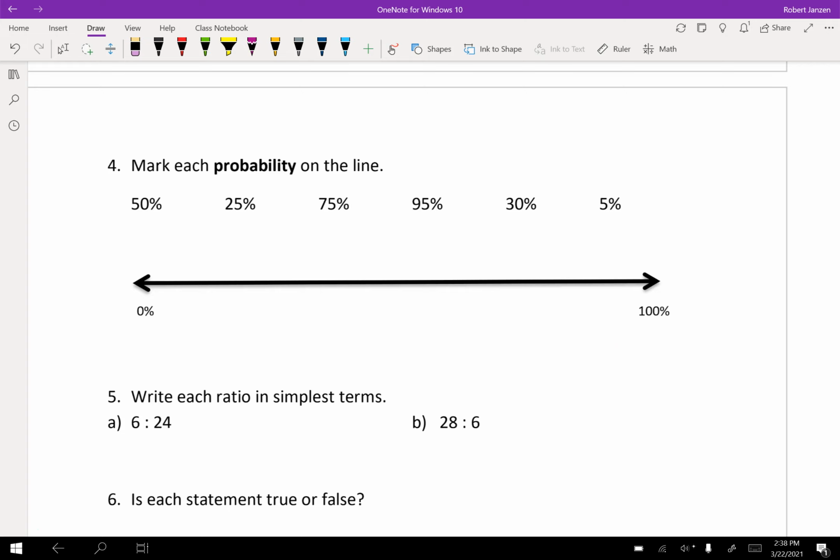Well, that's kind of what we're doing here. We're putting these numbers on this number line. Here is 0 and here is 100%. Where is 50 going to be? Hopefully it makes sense to you that that would be right in the middle of 0 and 100%. Now where's 25%? 25% would be right in the middle of 0 and 50%. 75%, that's 3/4 of the way.